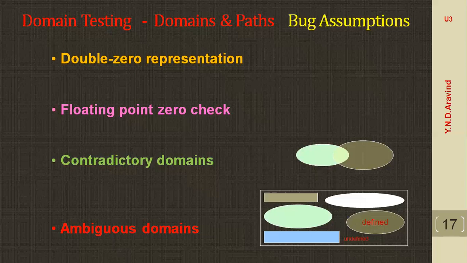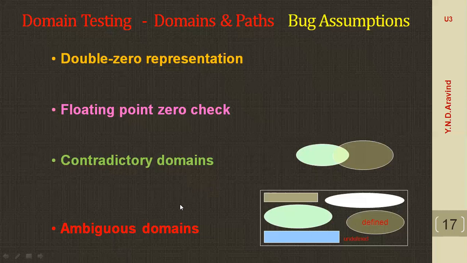Now we have one more error, that is contradictory domains. An implemented domain can never be ambiguous or contradictory, but of course a specified domain can. A contradictory domain specification means that at least two supposedly distinct domains overlap, like what we can see here in this picture.